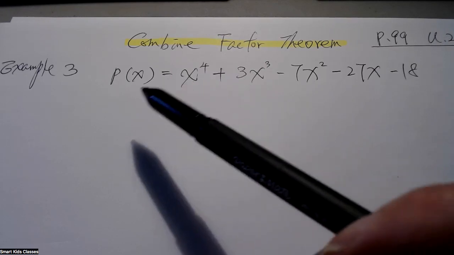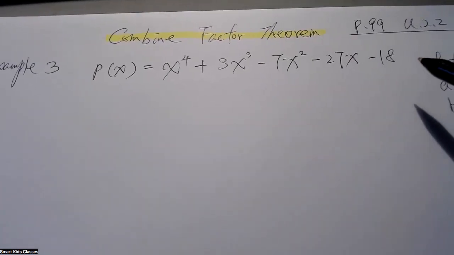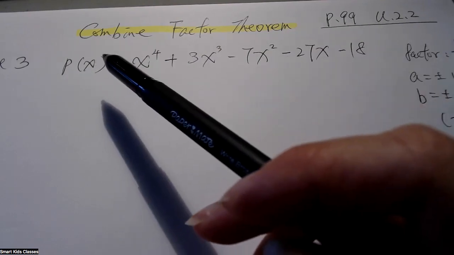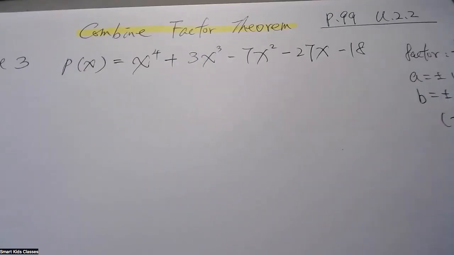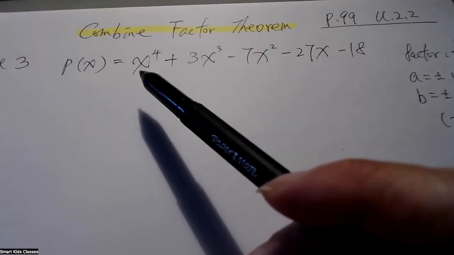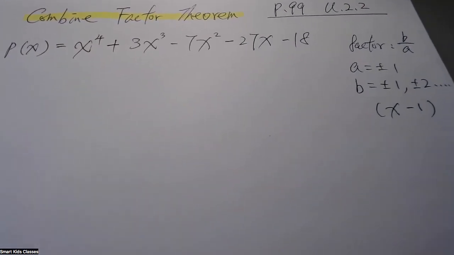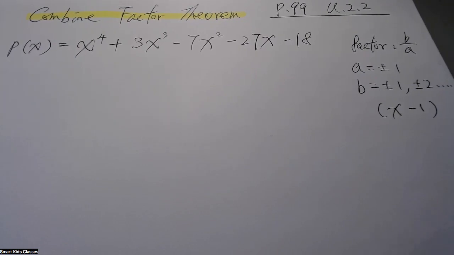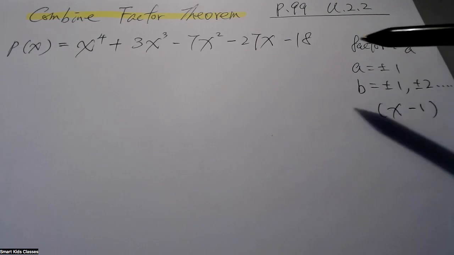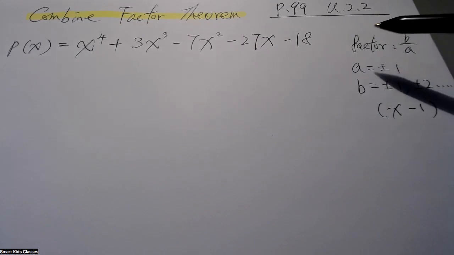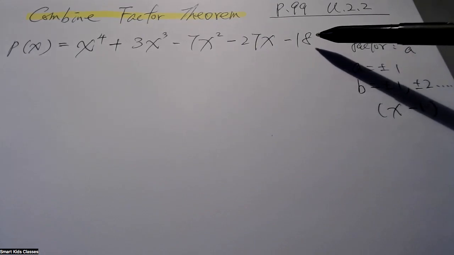The next example is example 3 on page 99, unit 2.2. It's called combined factor theorem. We do the same thing, the same way, to find the factor, using b over a. We find all the factors for a. A is a 1, so positive and negative 1. And b is a long one because it's 18.